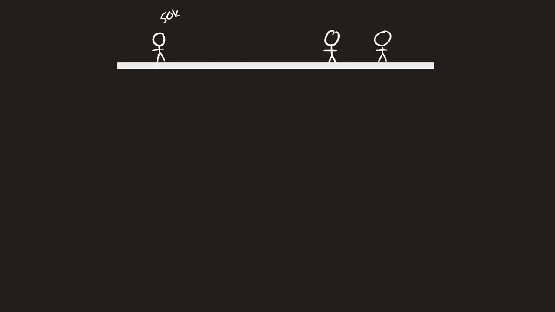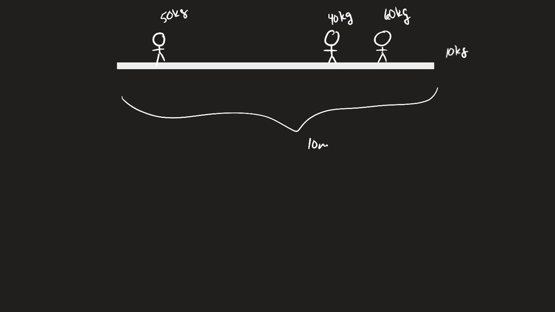You're 50 kilograms, one of your friends is 40 kilograms, and your other friend is 60 kilograms. The plank is 10 kilograms and is 10 meters long. You're standing 1 meter from the edge. Your friend is standing 5 meters away from you. And that friend is standing 1 meter away from them.